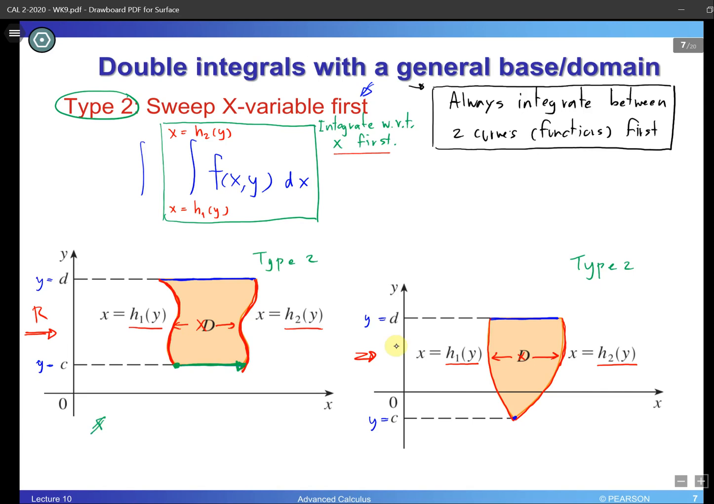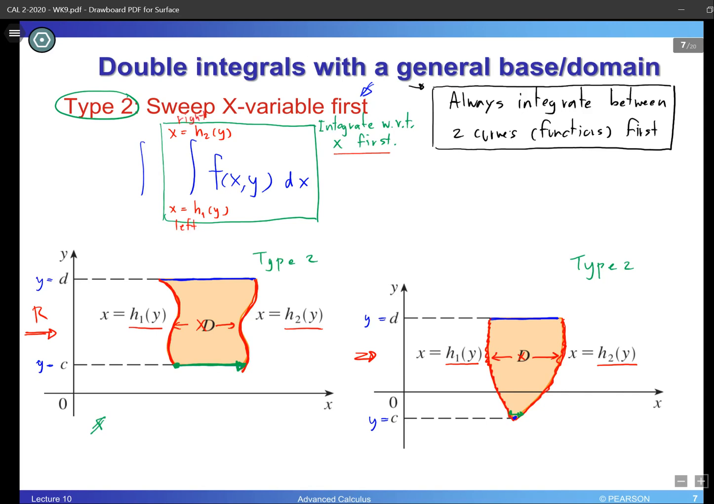Same thing here. Sweep from the left curve. Let me highlight that. Sweep from this to the right hand curve. It's going to create this arrow from left to right. So you can make a note right here that this one is the left. You sweep from left to right.